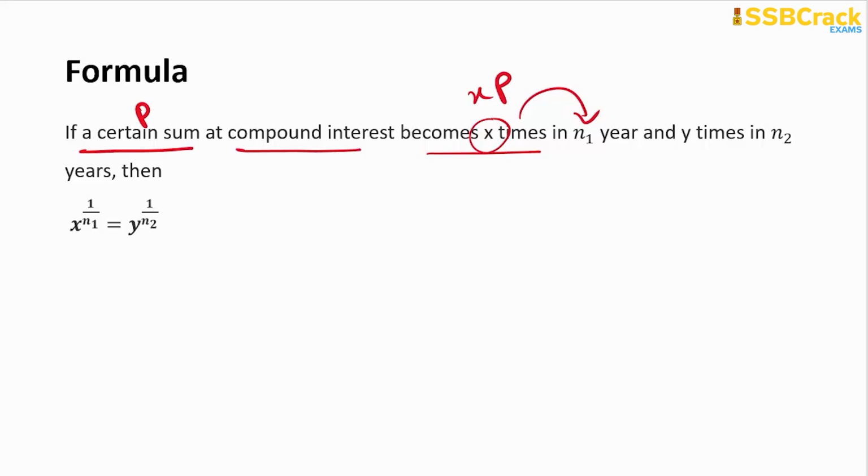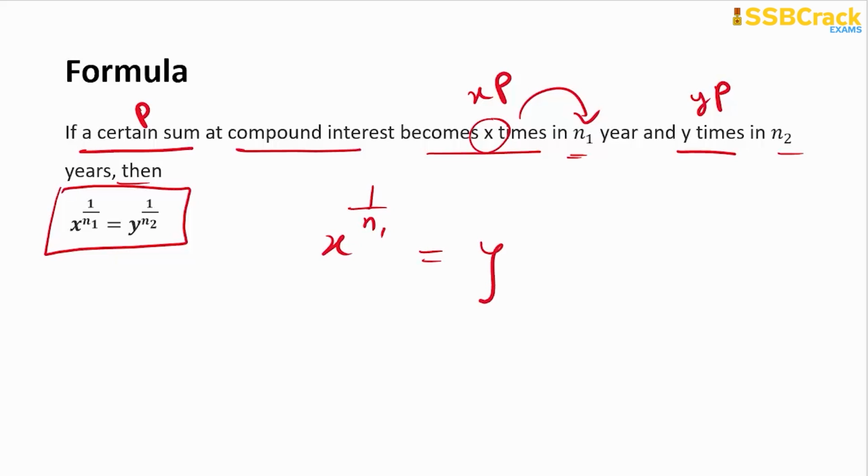If the initial certain sum is P, it becomes xP in n1 years, and it becomes yP, y times, in n2 years. In that case we have this equality. Very important equation: x to the power 1 by n1 is equal to y to the power 1 by n2. Now this formula will be very useful for you to calculate either n1, n2, x or y.